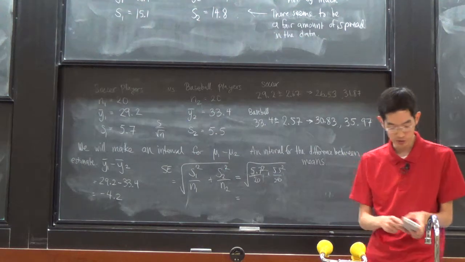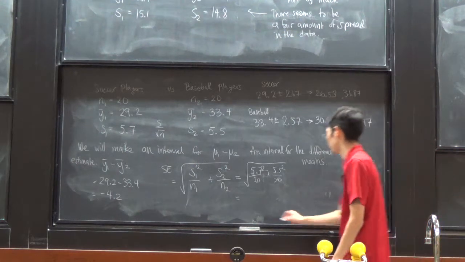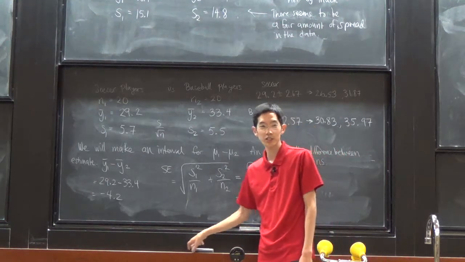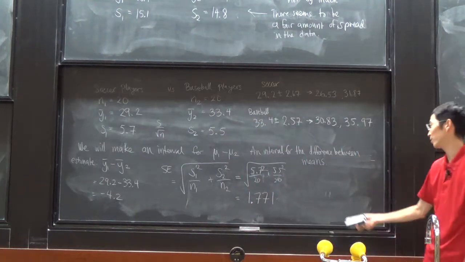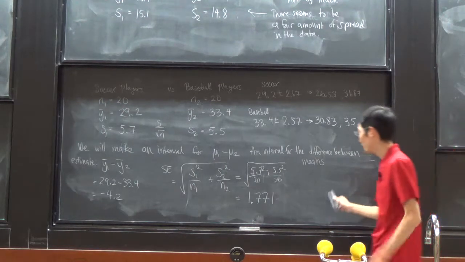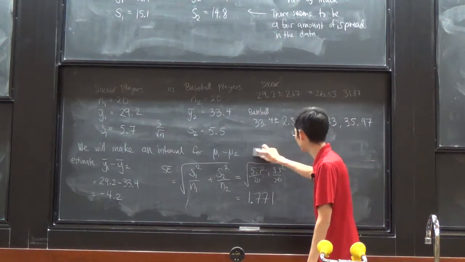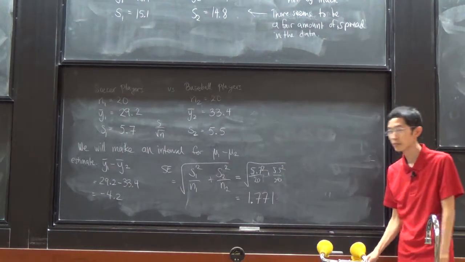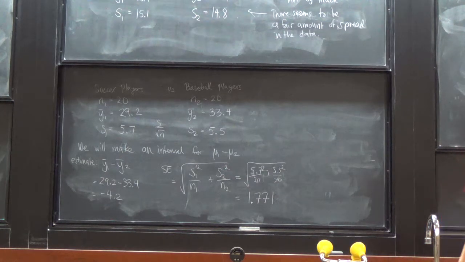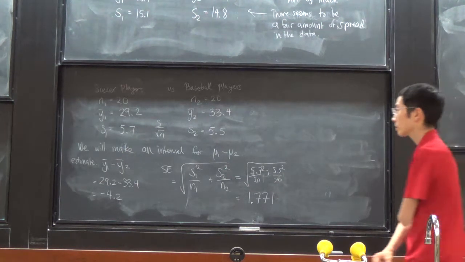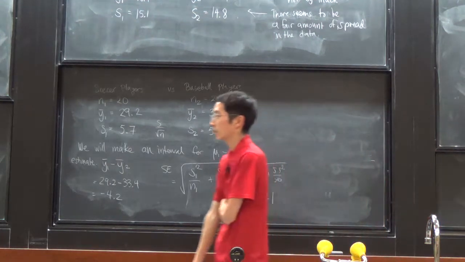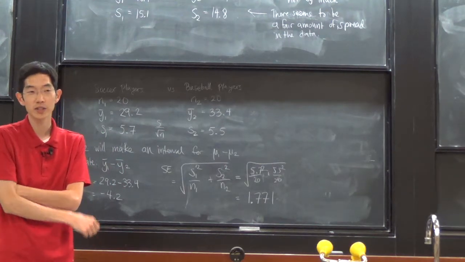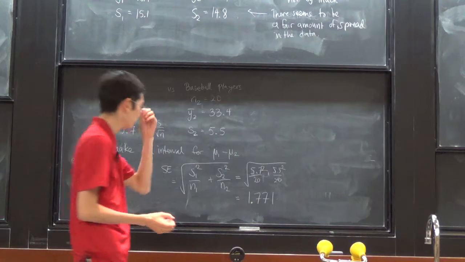I get 1.771. It's a good idea to just make sure when you punch this into the calculator, you also get 1.771. Because if you don't, then you might have some problems. So the only thing that's left is figuring out what to use for our t star as our confidence interval.